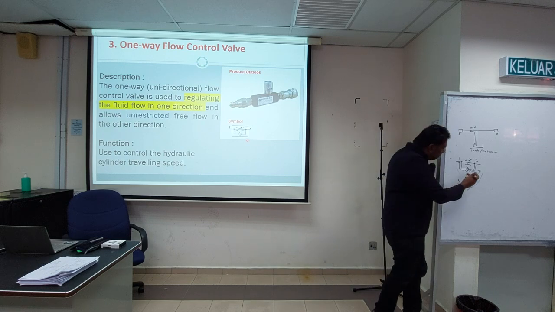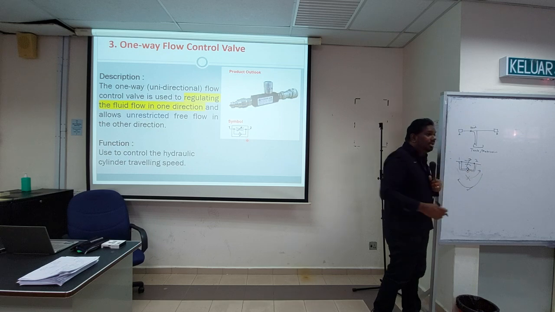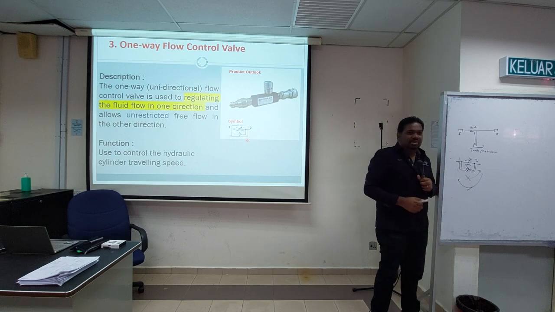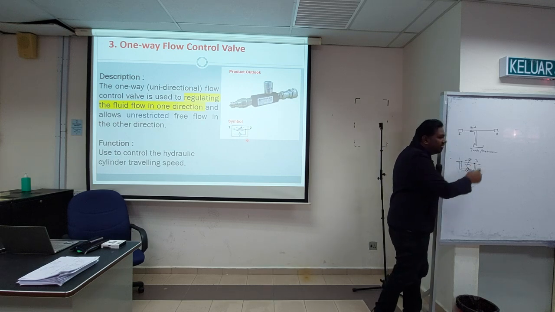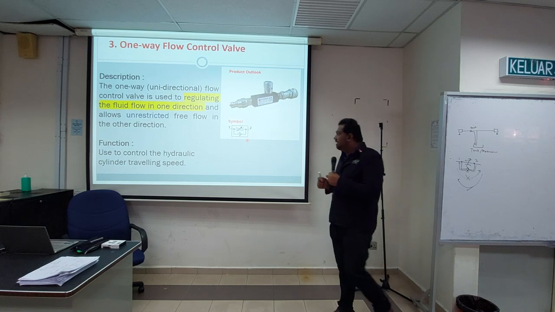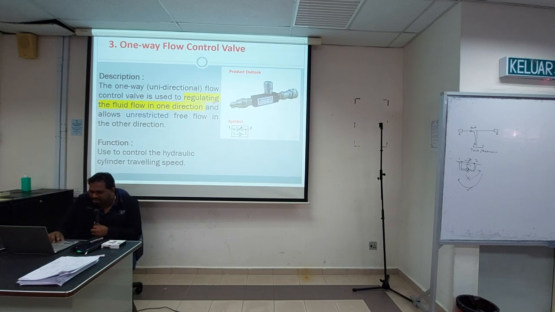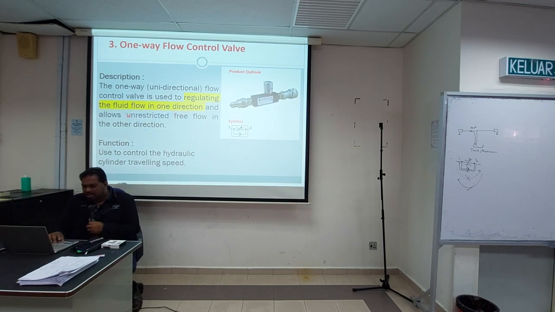Okay, so make sure don't confuse with this symbol lah. Ya, sebab kita biasa tengok macam dalam electrical, so kita selalu letak arrow, so meaning showing that it's going from 1 to 2. Tak. Okay, so you need to be careful with that lah. Okay, so it's regulating the fluid flow in one direction and allow unrestricted free flow. Maksudnya dari 2 to 1 unlimited, unrestricted, but from 1 to 2 is regulated ataupun control.